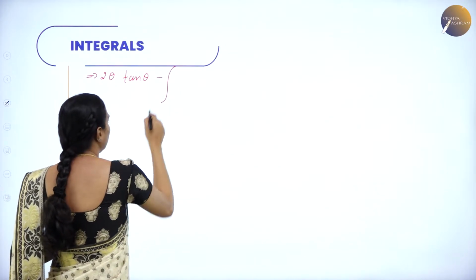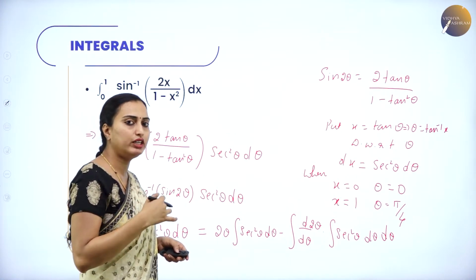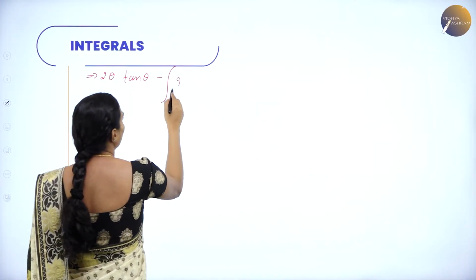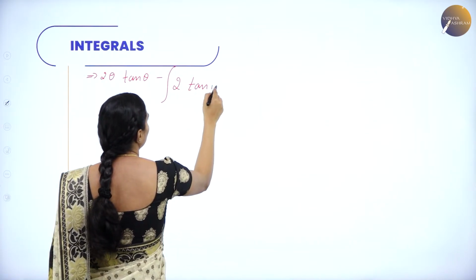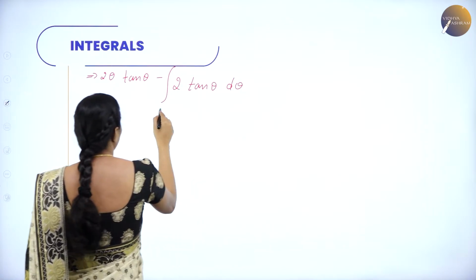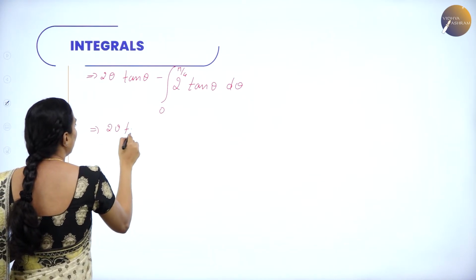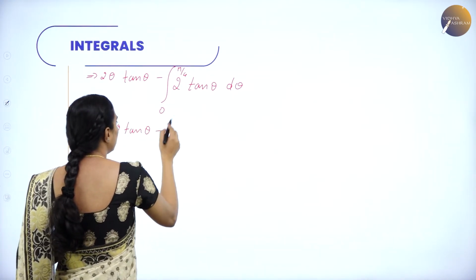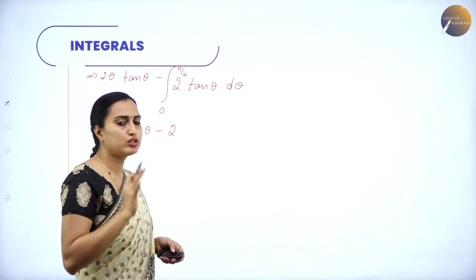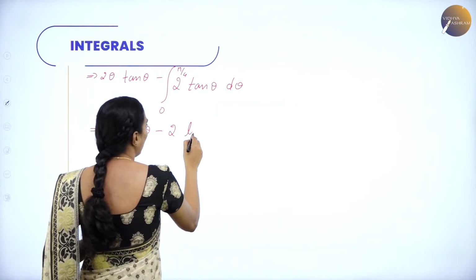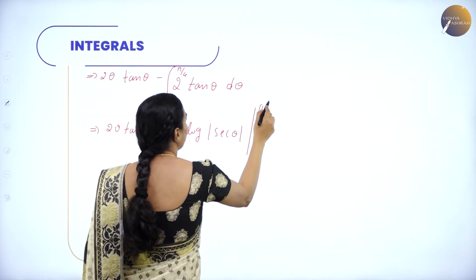So minus d by d theta of 2 theta is nothing but 2 will come outside, d by d theta of theta is 1. So 2 into 1 is 2 only. Again, integral of secant squared theta is tan theta into d theta, right? Now you have 0 to pi by 4 as a limit, which implies 2 theta into tan theta minus, this 2 will come outside. Tan theta integration is nothing but log of modulus of secant theta. So log of modulus of secant theta from the limit 0 to pi by 4.